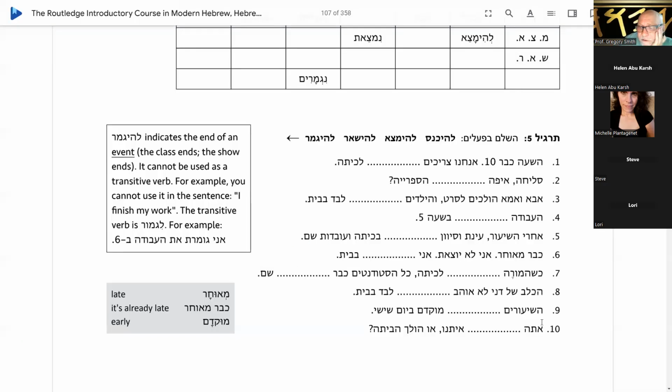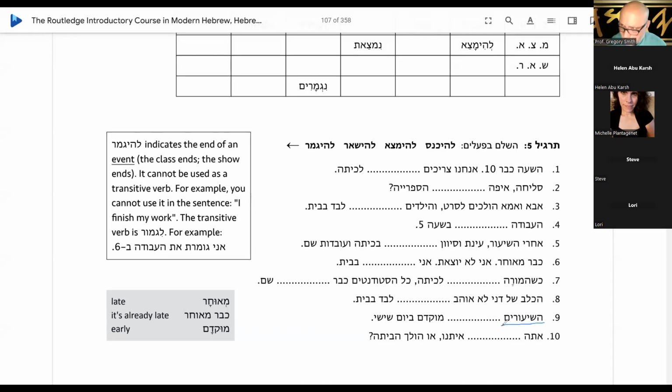All right, so now we're getting down to the last two here in this exercise. Number 9, hashiurim, that's like the lessons, blank. Let's see, that's an interesting one there. I don't recognize that right offhand. Bayom shishe. I see in the day, shishi, I think is like day 6.